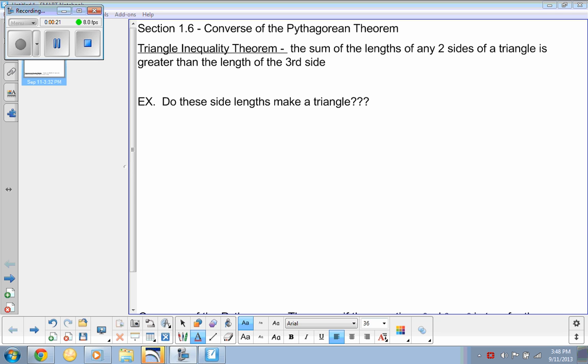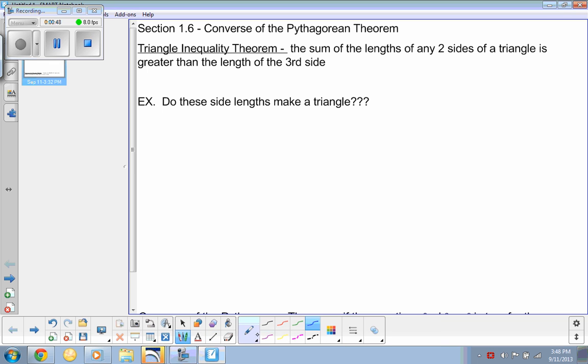It'll be just fine. The triangle inequality theorem is the first one we need to understand to be able to do this. And that just says that the sum of the lengths of any two sides of a triangle is greater than the length of the third side. So adding the lengths of two sides together will be greater than the third side alone. For an example, do these sides make a triangle?